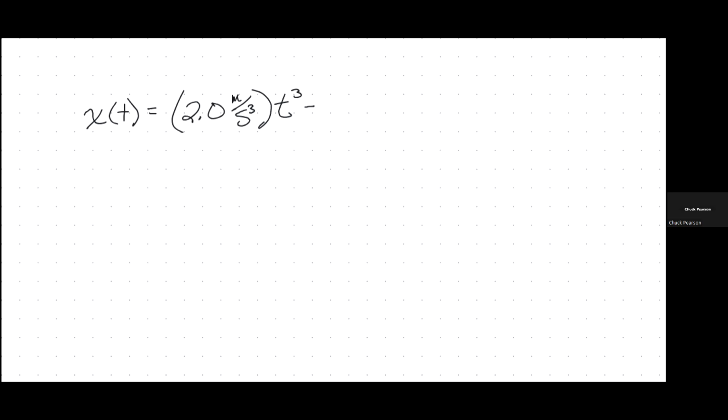Hi, algebra-based physics people. I just weirded you out with meters per second cubed. You haven't seen anything in meters per second cubed before. Just hang tight with me for a bit with that.